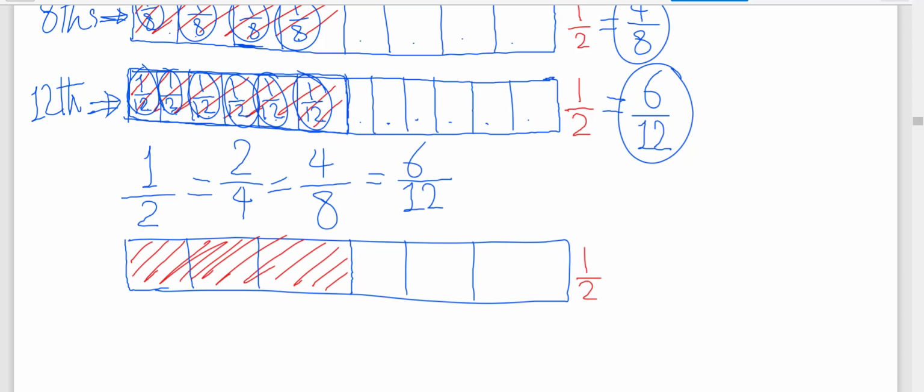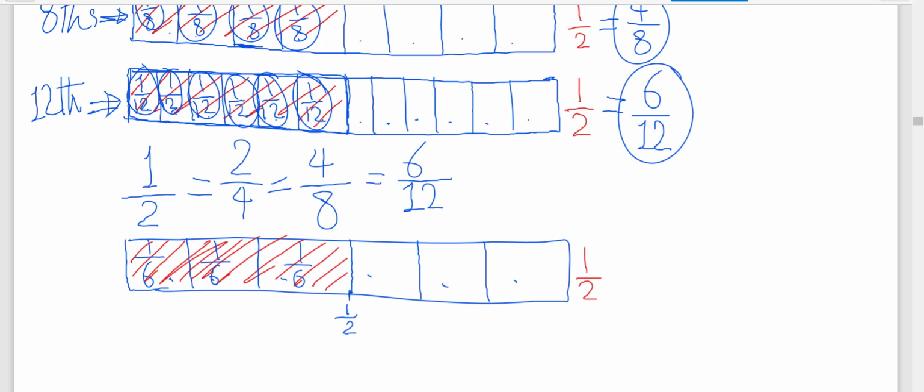As we can. Okay. Now how many parts do we have? 1, 2, 3, 4, 5, 6. Each part is called sixth. Here we have 4.